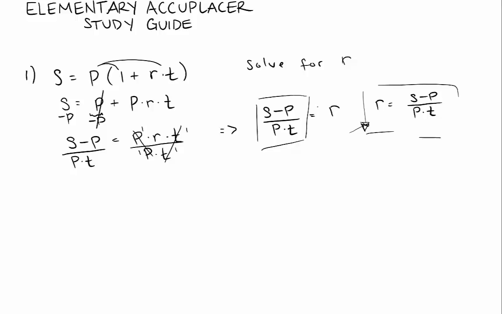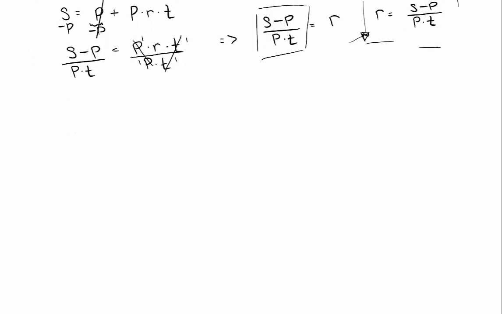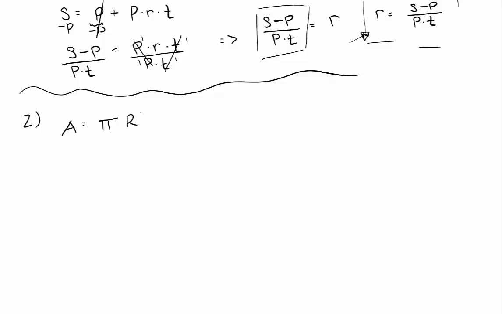So, all right, let's move on to number 2. Number 2 says A equals pi, and this is the Greek symbol for pi, r, and r is squared. Pi r squared. And then it says solve for r.